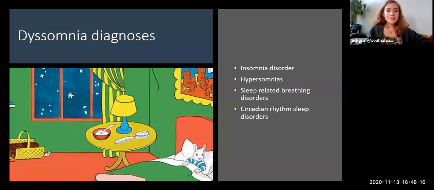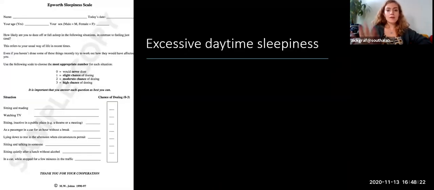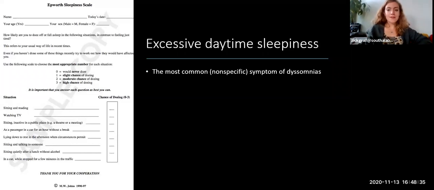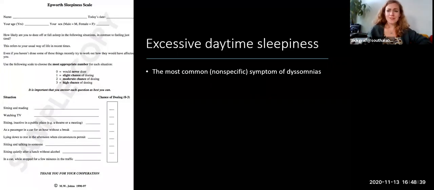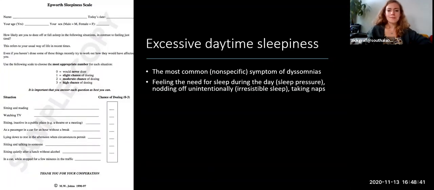Okay, so now I'm going to talk a little bit about the dysomnias, and there's 4 that I'm going to focus on. But of all the dysomnias, the main symptom is known as excessive daytime sleepiness, which is basically your propensity for nodding off or falling asleep when you're supposed to be awake and alert. It's the most common, and it's also the non-specific symptom of dysomnias. It's a symptom that's shared by every dysomnia, but it has different causes depending on the dysomnia.